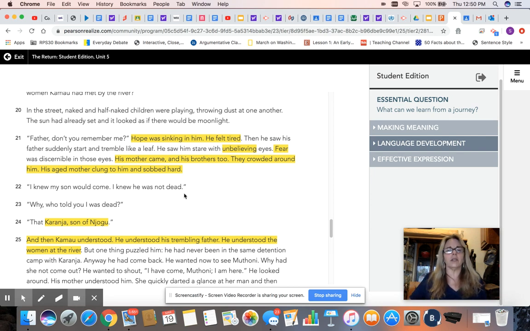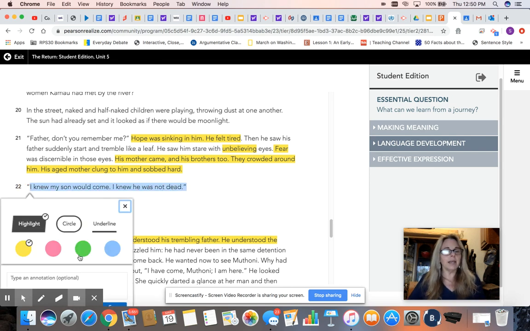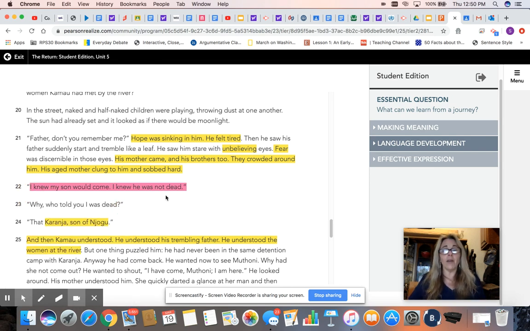His family comes and all clings around to him finally, and they're sad. But again, this line, I knew he was not dead. This clues us in. They thought he was dead. Like they're not believing their eyes because they had no idea. They thought he had died. And he's like, why did you think I had died? And they said, the son of Karanja. And who is this?